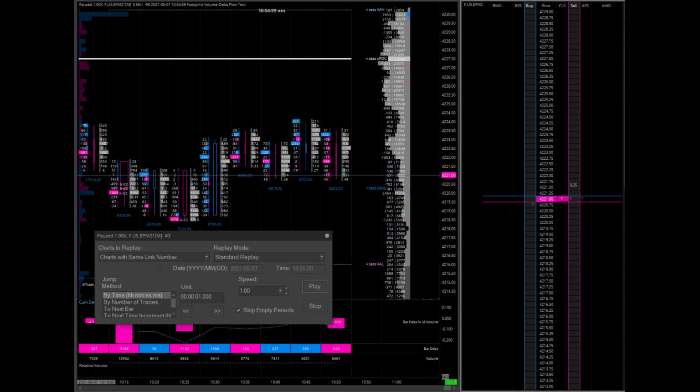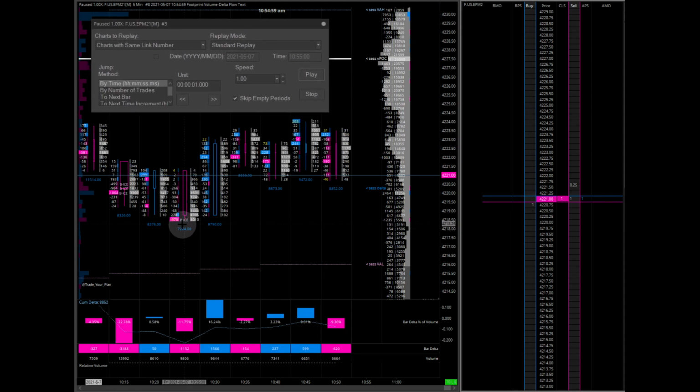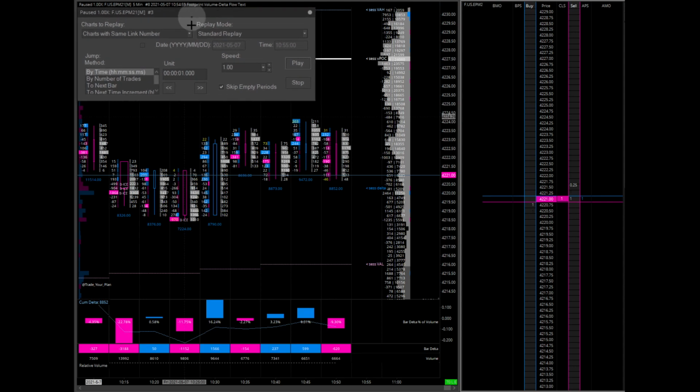Anyway, this is going to be a short video about how to utilize looking at delta imbalances along with market structure to take a simple trade. And this was a trade that I posted in my Discord, in the private trading room.